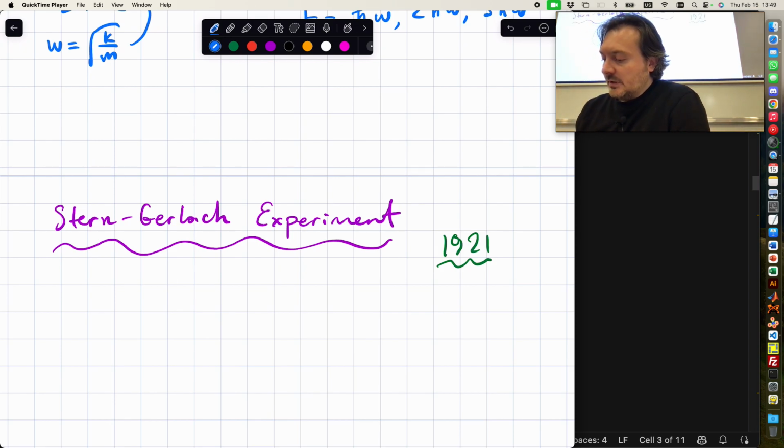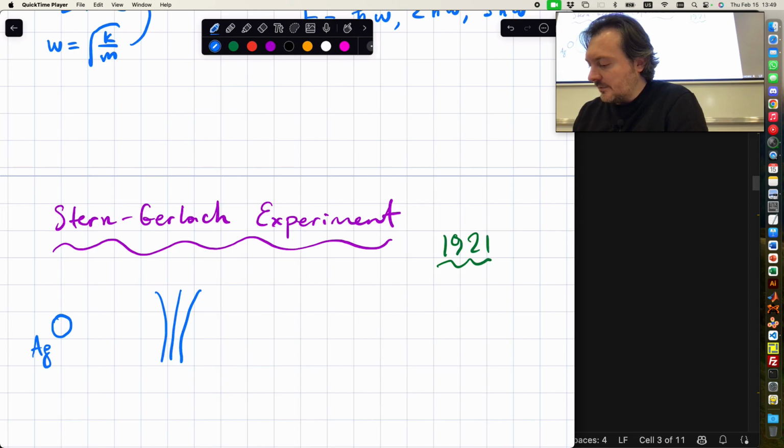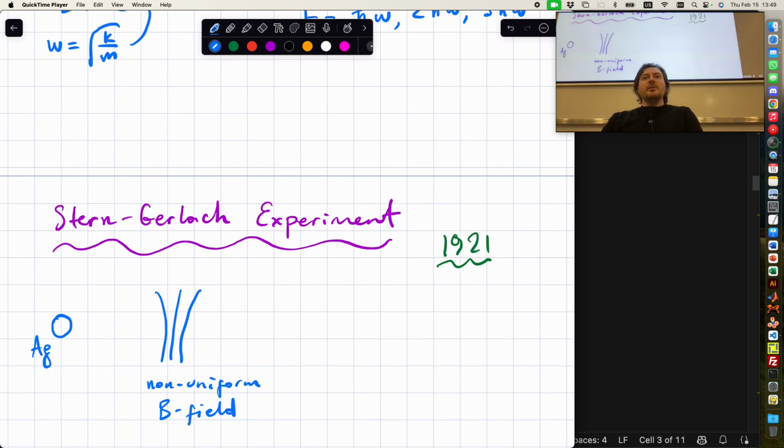Here's the expression. Here's the experiment. You take some silver atoms, and you send them through a non-uniform magnetic field. And what you expect is that, depending on its angular momentum, it will have a magnetic moment.